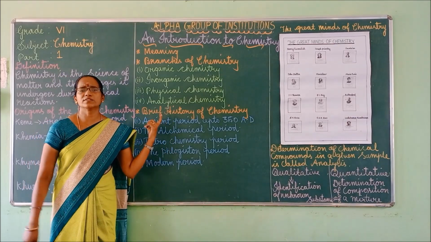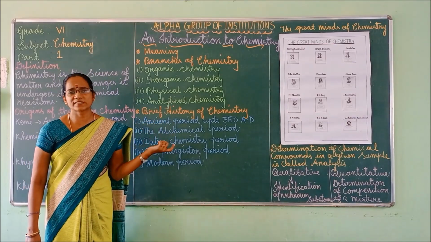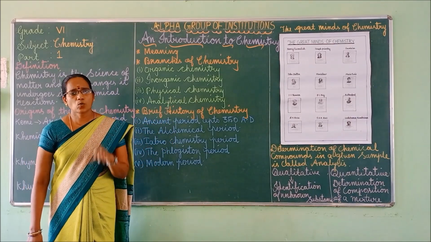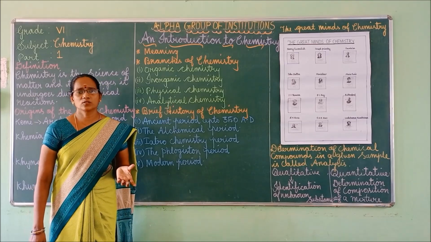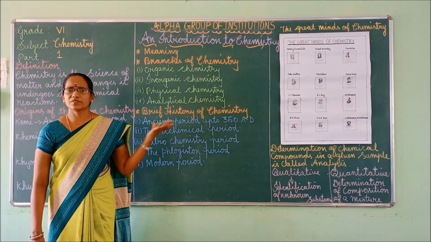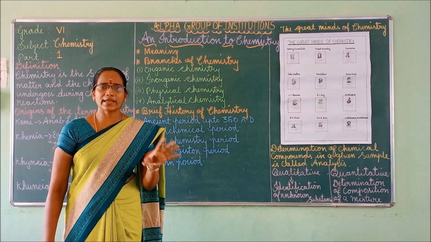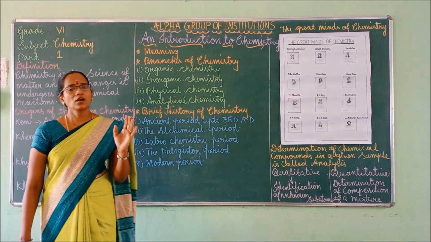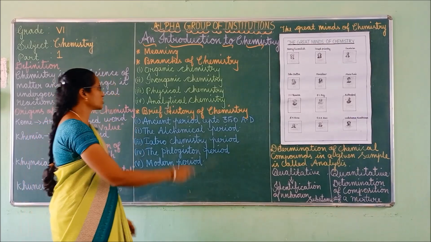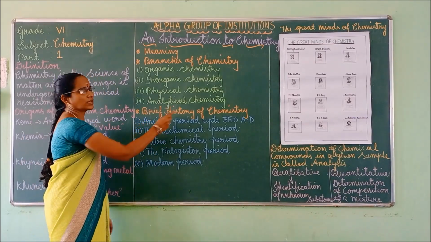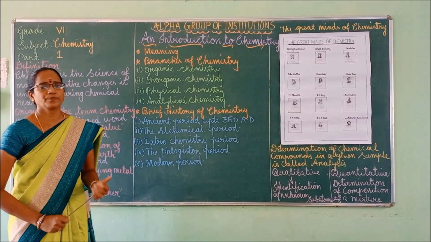For inorganic chemistry, we can give examples: oxygen, air, water, glass. Many examples we can give for inorganic chemistry. So now you know about organic chemistry. What is the difference between organic and inorganic chemistry? Next, we can move to physical chemistry.